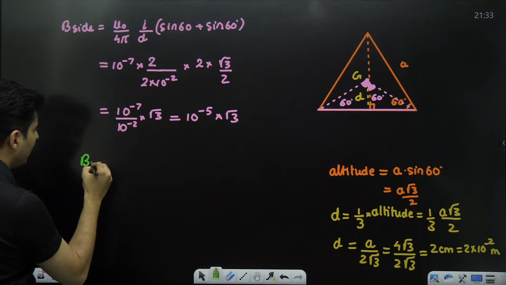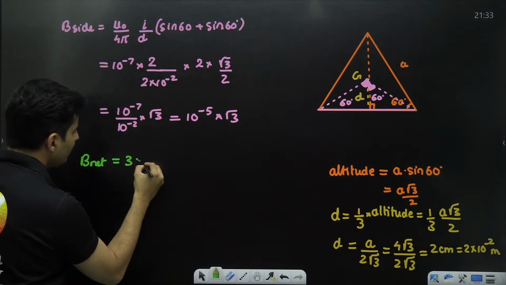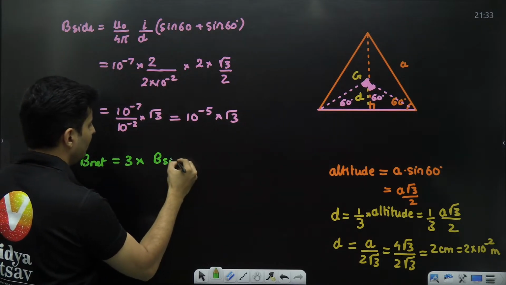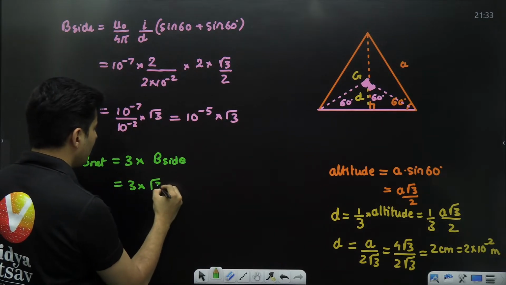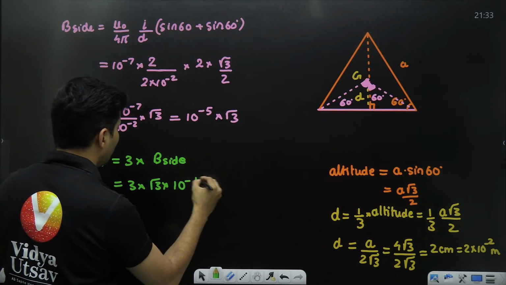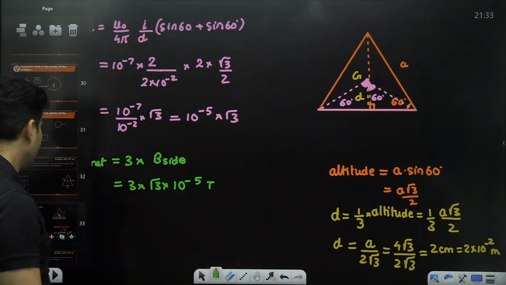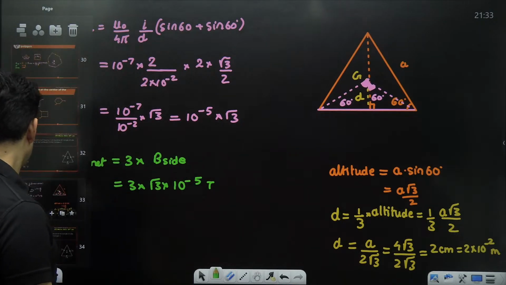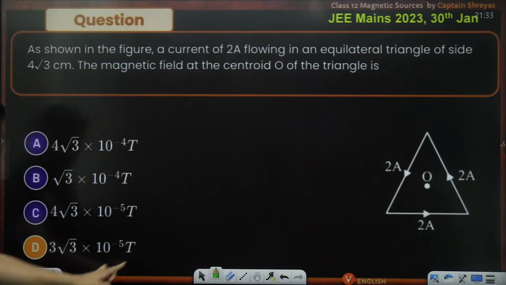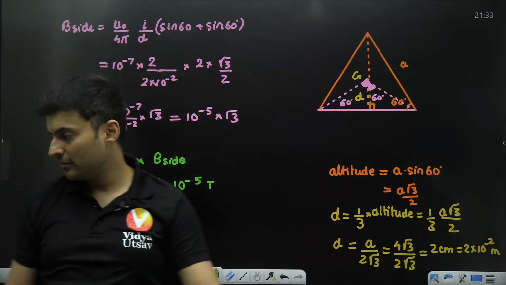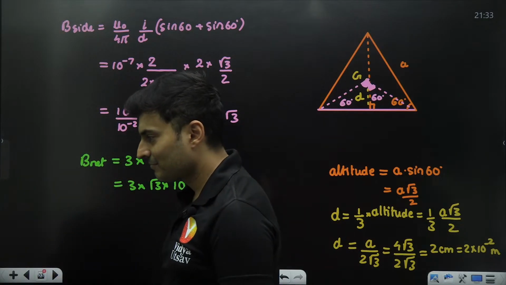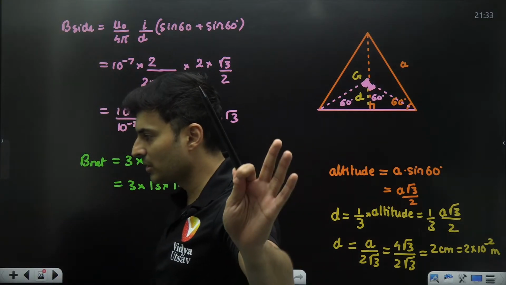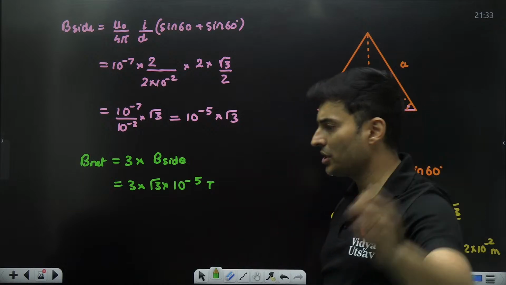So the net magnetic field will be 3 times the magnetic field because 3 sides are there. So 3 multiplied by root 3 multiplied by 10 to the power minus 5 Tesla. 3 root 3 into 10 to the power minus 5 Tesla. That is absolutely the right answer. Got it? Perfecto. That is the D option. Everybody understood till this point? Shall we go ahead to the next question?